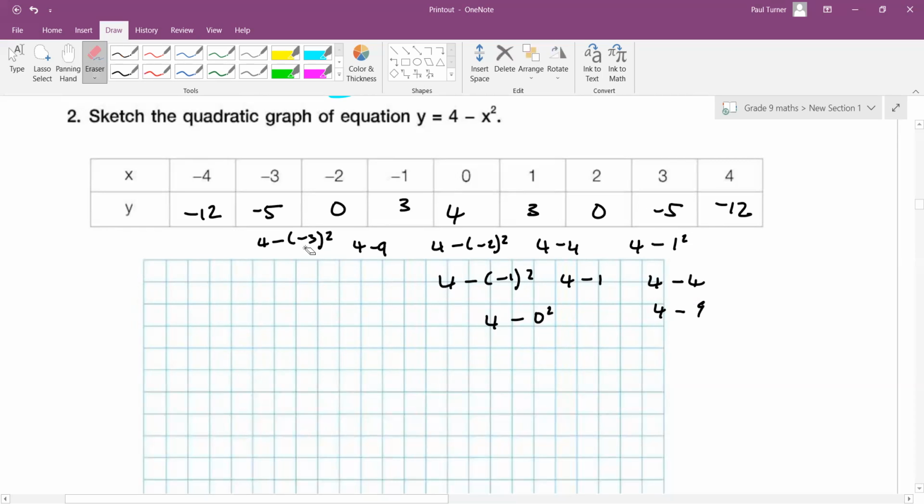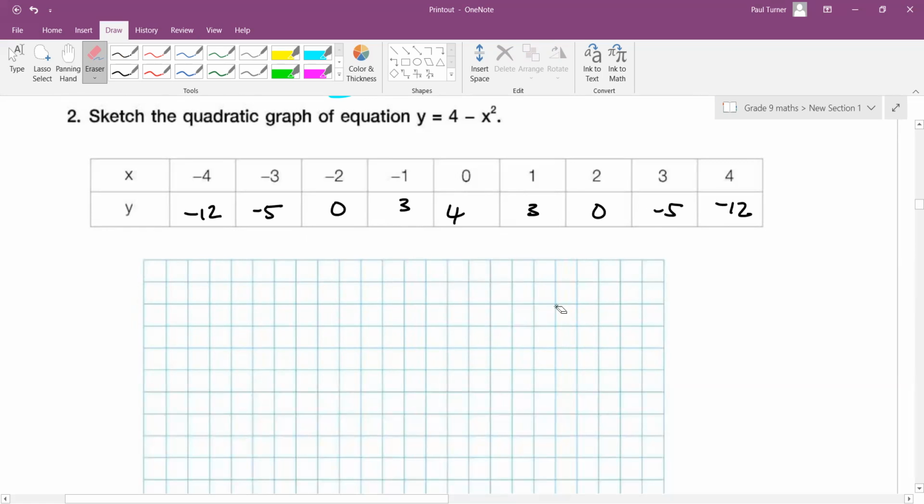So you can see that looks symmetrical, right? When you fill in a table, you should just check things are symmetrical. So you've got a 4 here, but then you have 3, 3. And then you've got 0, 0. And then you've got minus 5, minus 5. And then you've got minus 12, minus 12. So it looks like this is probably correct because of this symmetry around x equals 0.